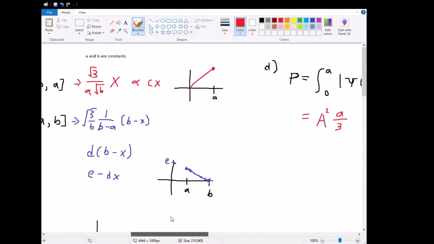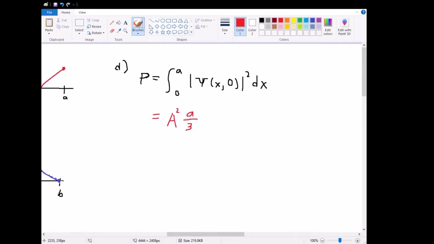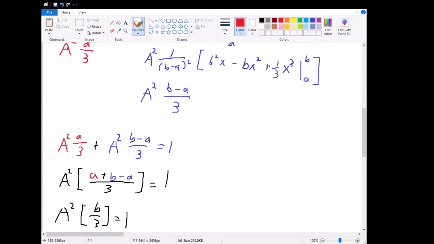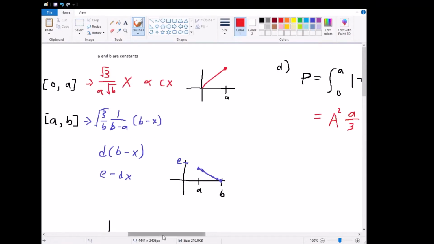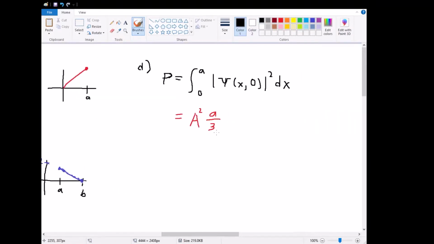Right. So this is the probability of us finding our particle to the left of A. And we solve for a squared. We know that A, in fact, equals square root of 3 divided by b. So a squared is just equal to 3 over b. So we plug this in. So this equals 3 over b times a over 3, which then equals a over b. So this is our probability of finding the particle to the left of A.